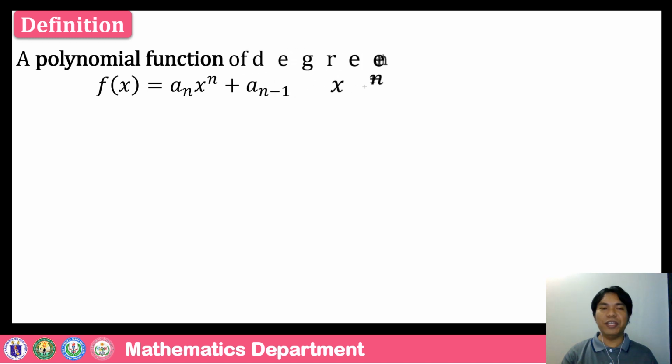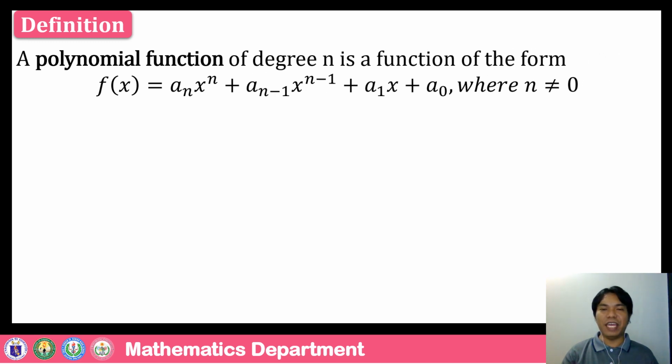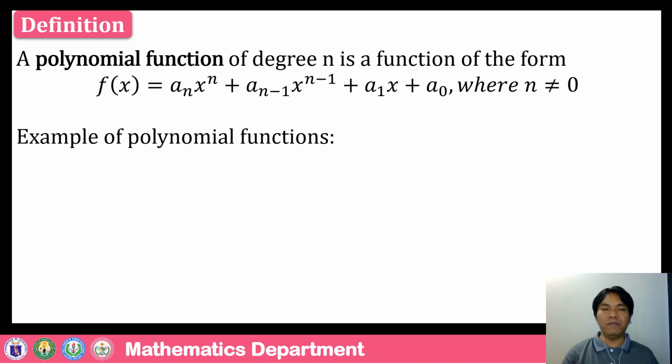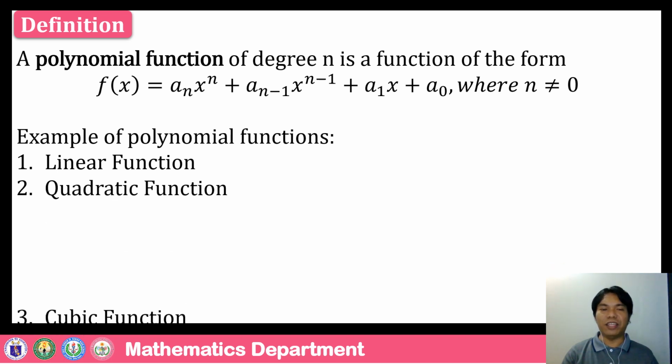By definition, a polynomial function of degree n is a function of the form f of x is equal to a sub n times x raised to n plus a sub n minus 1 times x raised to n minus 1 plus a sub 1 times x plus a sub 0 where our n is not equal to 0. Some examples of polynomial functions include linear function, quadratic function, cubic function, and other polynomial functions of degree n.